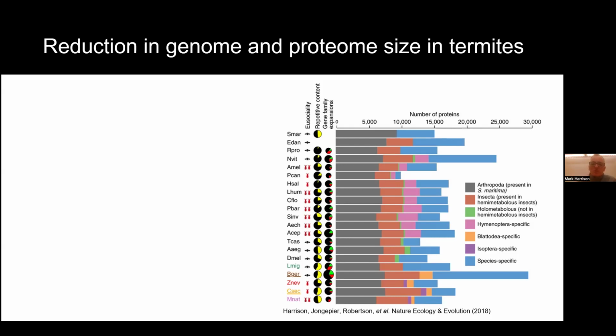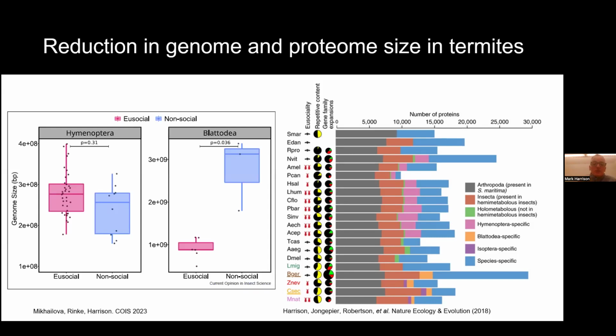And we have more genomes since then. So this was published in 2018. There have been more genomes since then. And we see in this right-hand bar plot, the genome size in the published or the available cockroaches are significantly larger, much larger than in the termites.